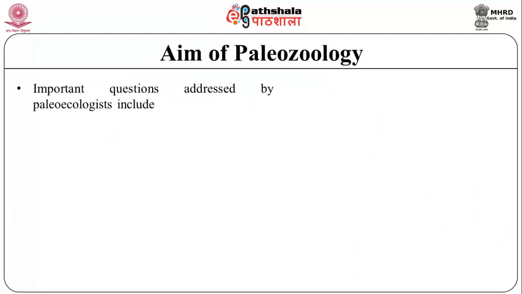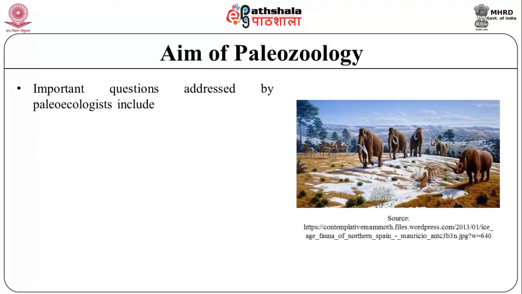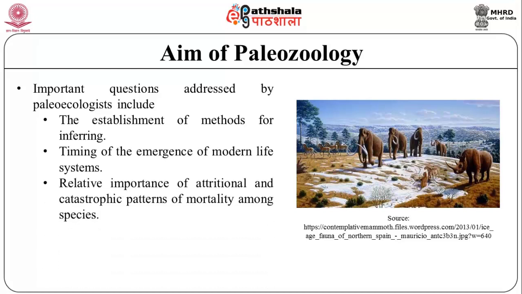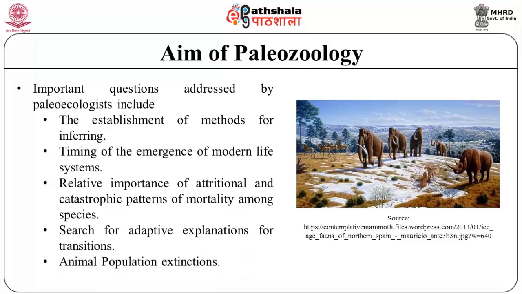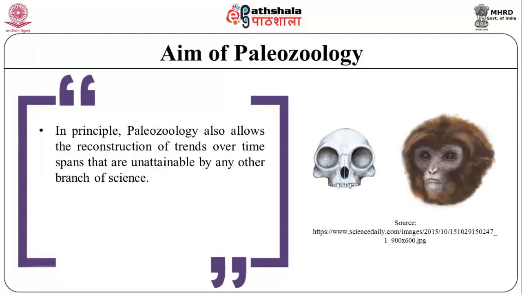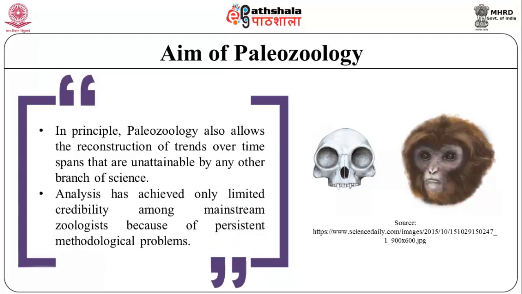The important questions addressed by paleoecologists include the establishment of methods for inferring the timing of the emergence of modern life systems, the relative importance of attritional and catastrophic patterns of mortality among species, and the search for adaptive explanations for transitions and animal population extinctions. In principle, paleozoology also allows the reconstruction of trends over time spans that are unattainable by any other branch of science. Because of persistent methodological problems, however, analysis has achieved only limited credibility among mainstream zoologists.